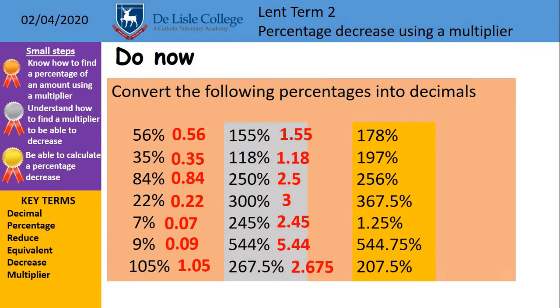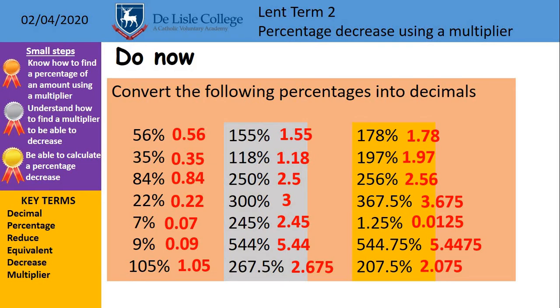So for the gold column, 178 divided by 100 would give you an answer of 1.78. 197 divided by 100 would give you an answer of 1.97. 256 divided by 100 would give you an answer of 2.56. 367.5 divided by 100 would give you an answer of 3.675. 1.25 divided by 100 would give you 0.0125. 544.75 divided by 100 would give you an answer of 5.4475, and 207.5 divided by 100 would give you a decimal of 2.075.